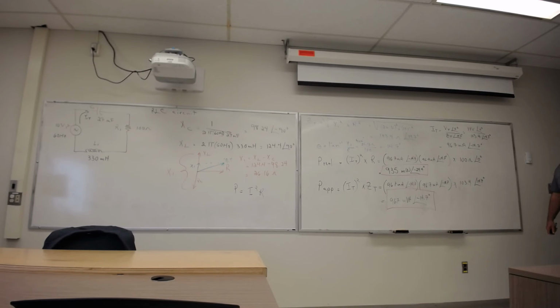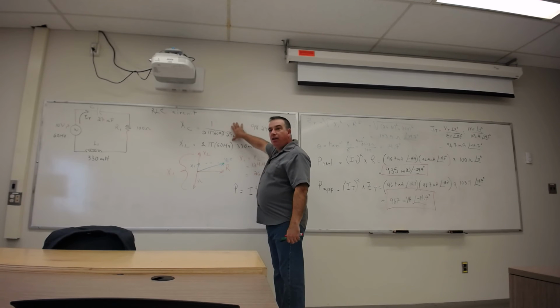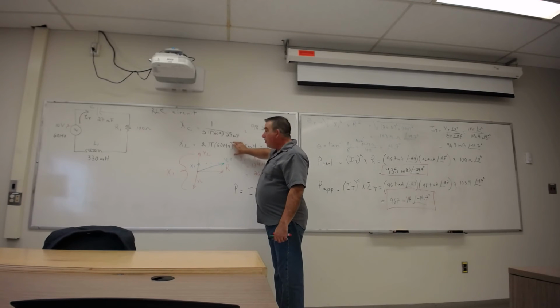Now, you know where you might have made your mistakes? Probably when you're calculating reactive power. Because if you calculate reactive on this one and reactive on this one, you've got to subtract one from the other. That's exactly where you went wrong.